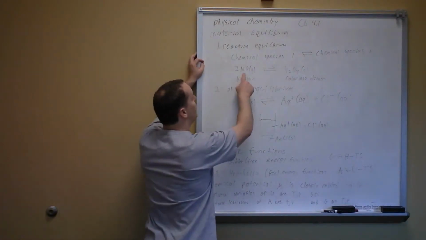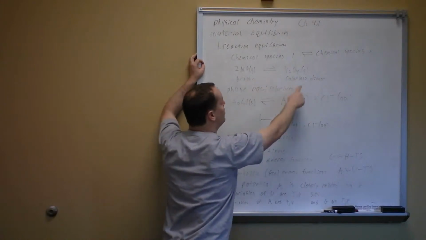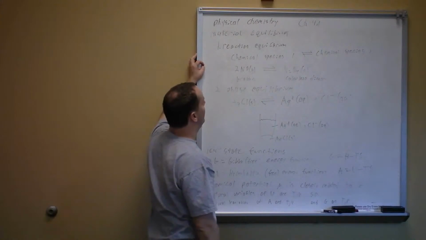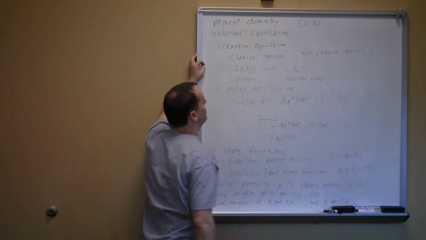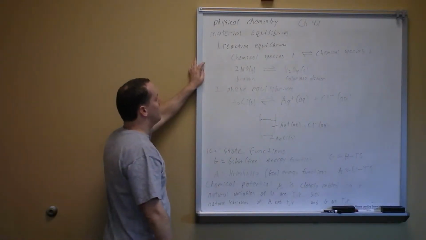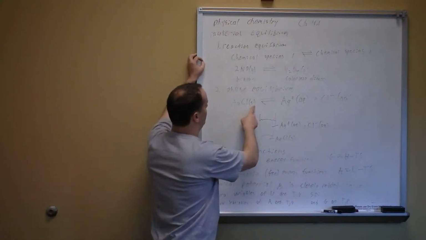For example, let's say we have some NO2 gas, which is brown, and it's in equilibrium with N2O4, which is the dimer version of the same thing, except it's colorless. It's a dimer. Let's say those two are in equilibrium. Well, that'd be reaction equilibrium. Now, phase equilibrium would mean the same thing in two different phases.